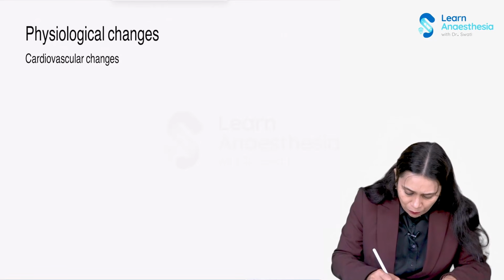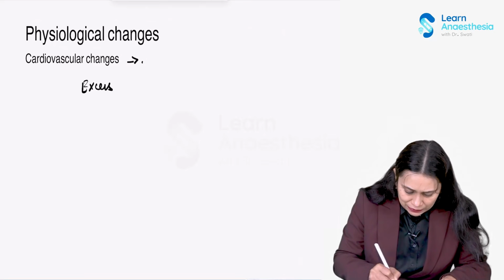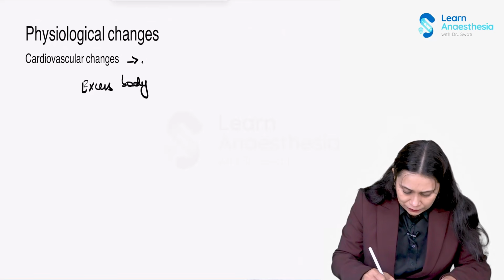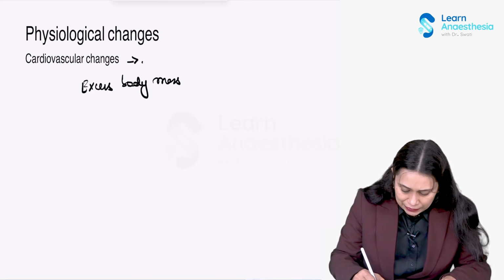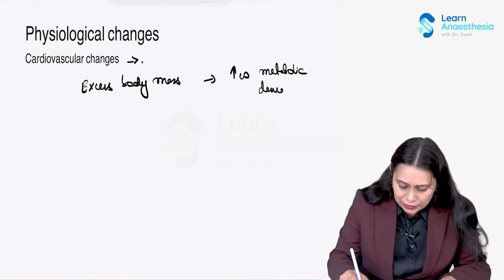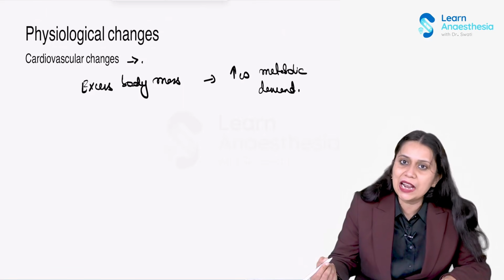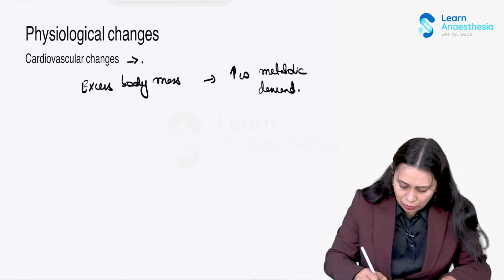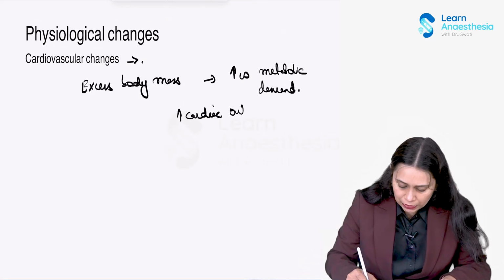So, the important cardiovascular changes. The excess body mass increases the metabolic demand. When metabolic demand increases, cardiac output has to increase. Now, the increase in cardiac output happens. How much?